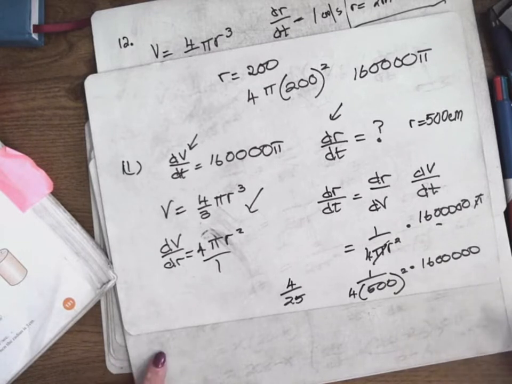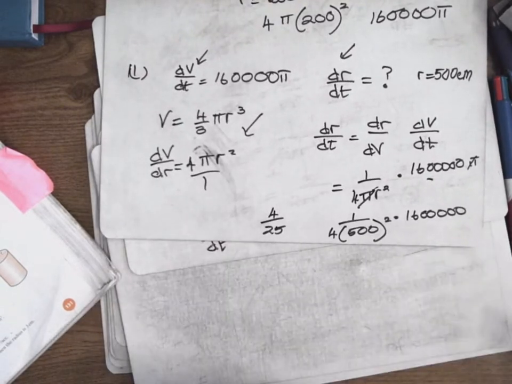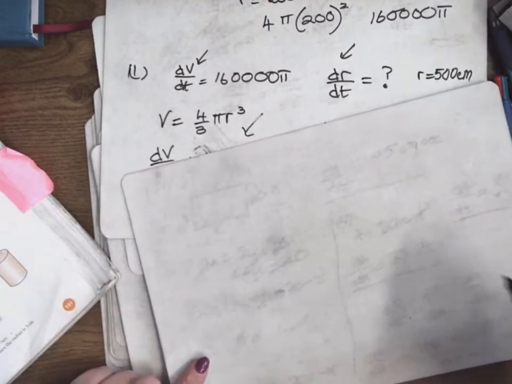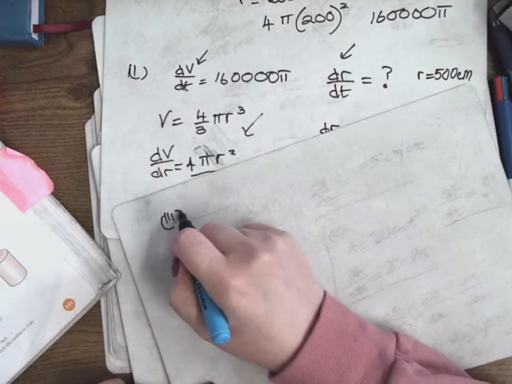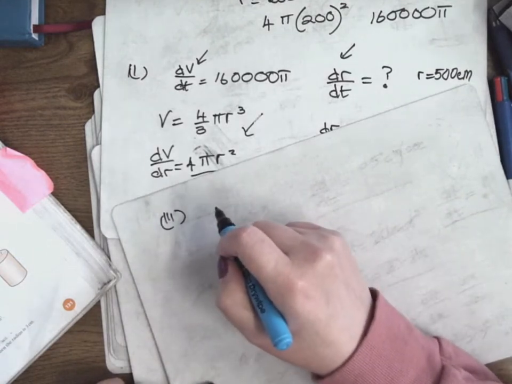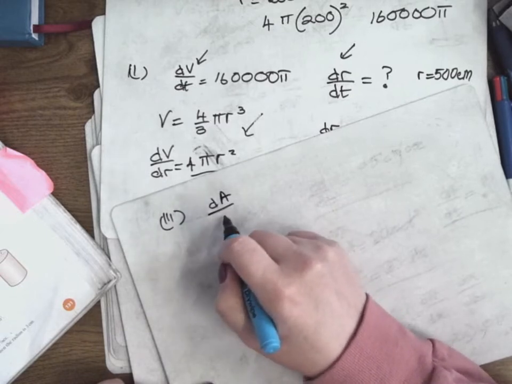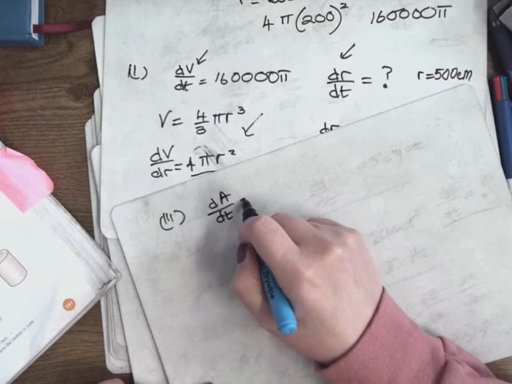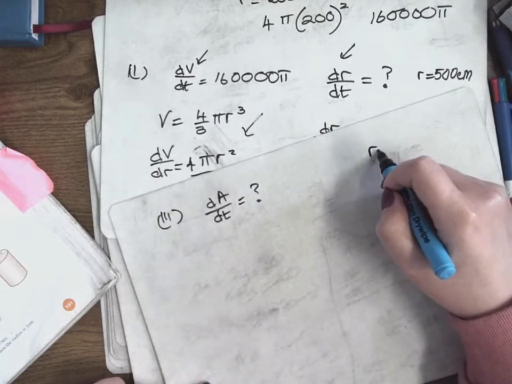Right, are we good? Okay, questions? No. Right, part 3. At what rate is the surface area of the balloon increasing? So now I'm looking for the rate of change of the surface area. So that is dA/dt, isn't it? I'm looking at the rate of change of area. And r is 500.